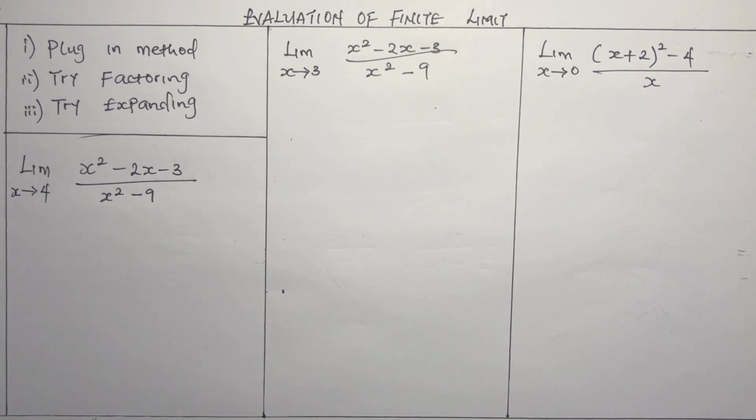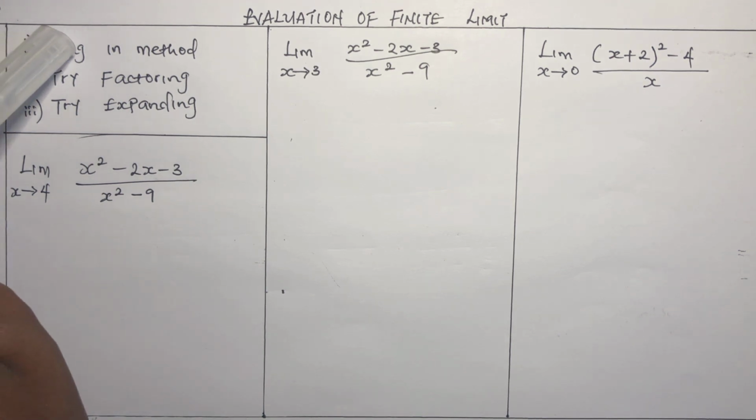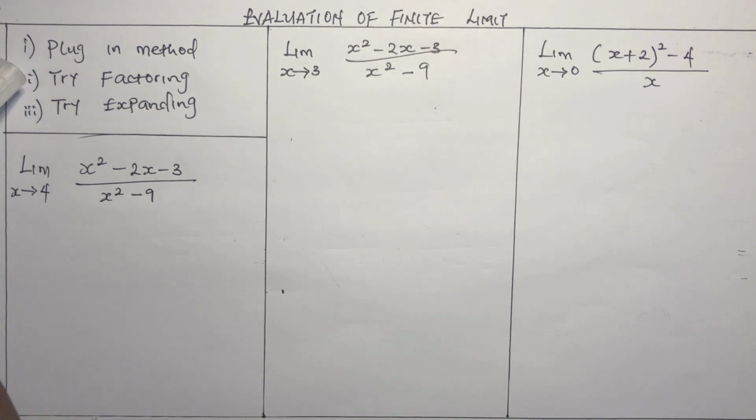But you should also remember that in most cases, the first method may not work. So when the first method fails, you apply the second method. When the second method fails, apply the third method. And when the third method also fails, you just try to apply as many methods as possible before you can actually say that the limit of the function you were given does not actually exist.